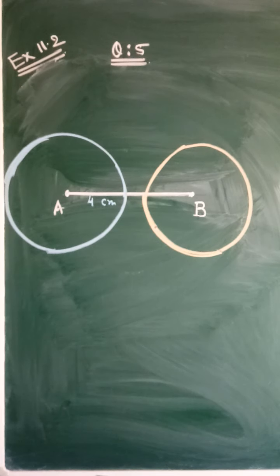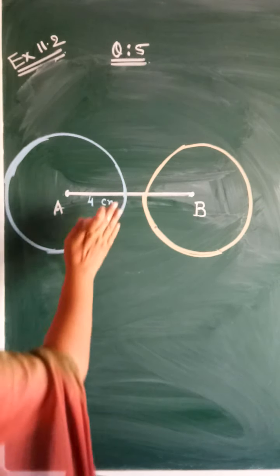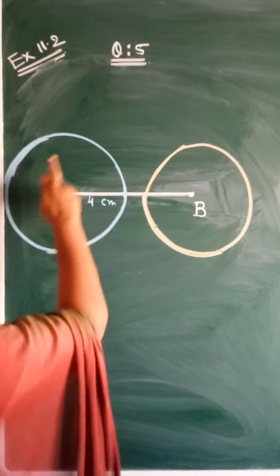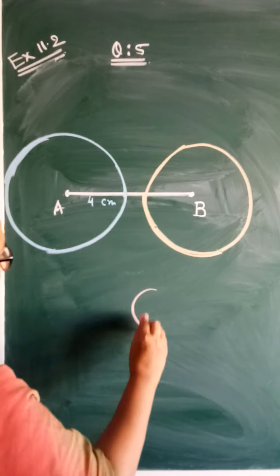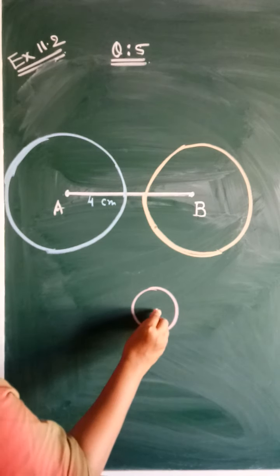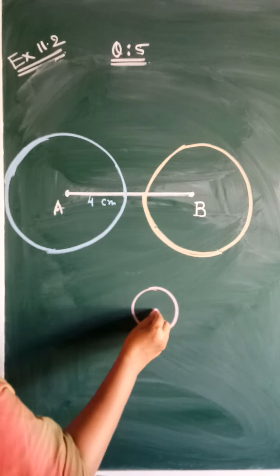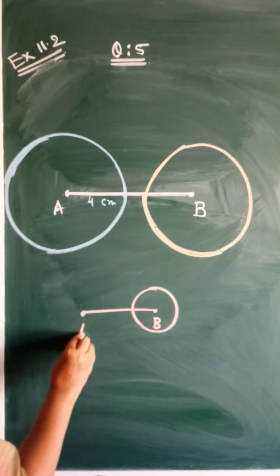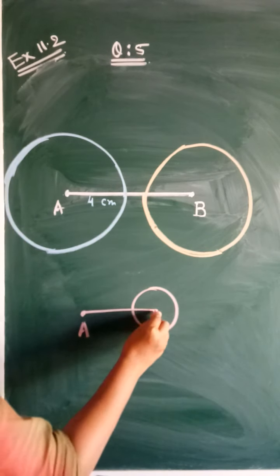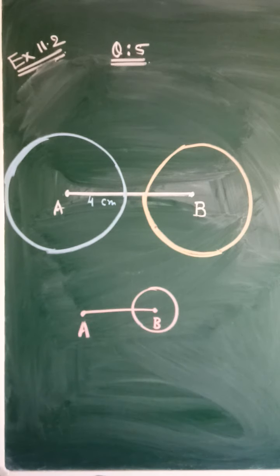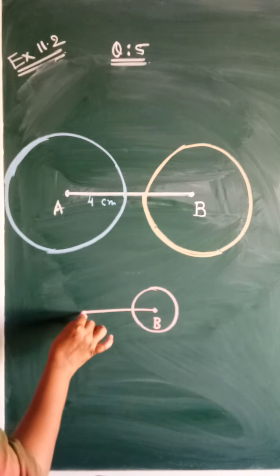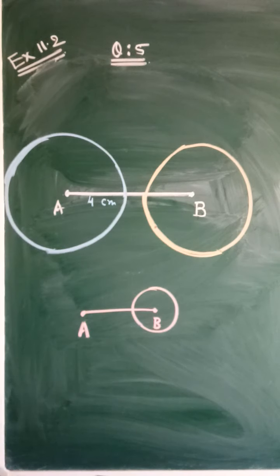Construct tangents to each circle from the center of the other circle. Now we want to construct tangents to each circle from the center of the other circle. Now just assume that this circle is not there. If this circle is not there, then this is the circle with center B and here this is point A. Then you can see this is construction 11.3. Here because it is two circles it looks different.